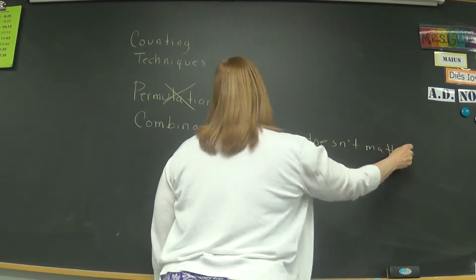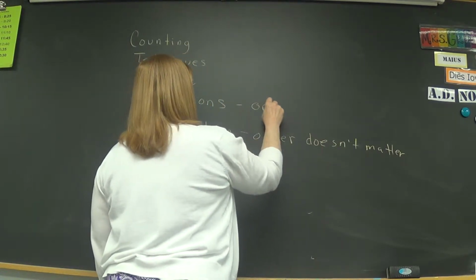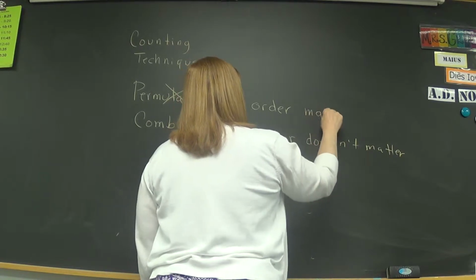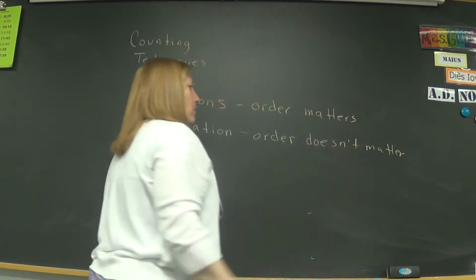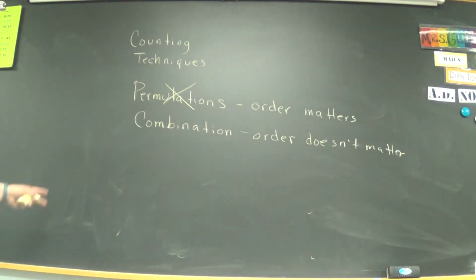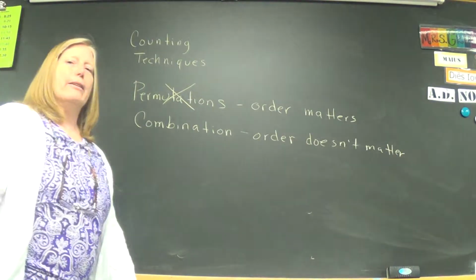And up here, permutations, order did matter. That's what we were counting, different orders. Order matters. So it mattered which horse came in first, second, and third. So, well, what's a situation where order doesn't matter?